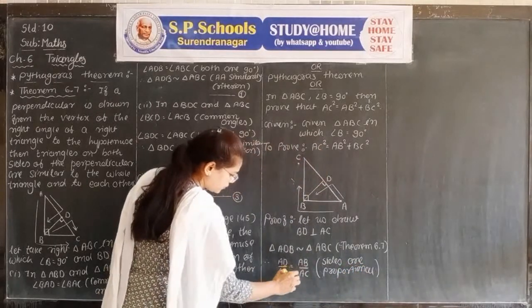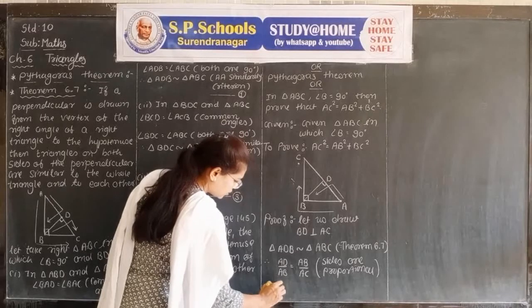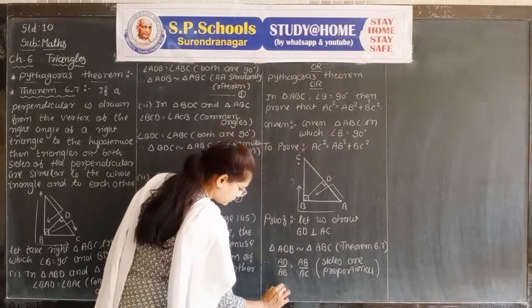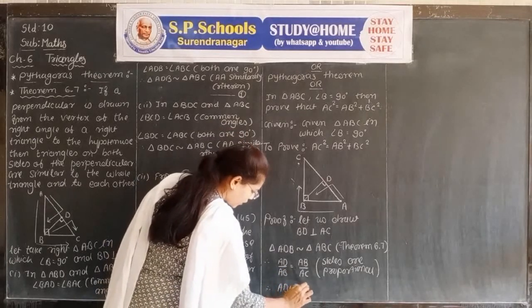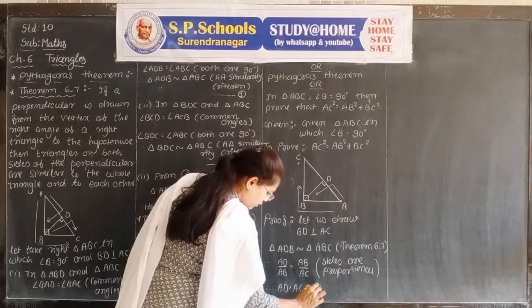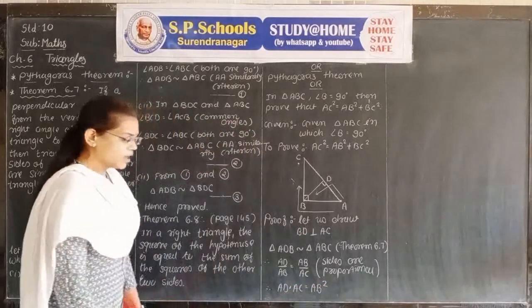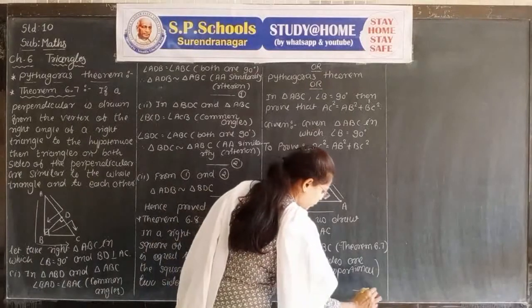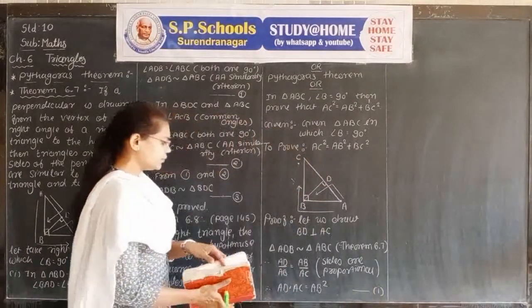From this statement we have to write like this: AD into AC, by doing cross multiplication, equals square of AB. It is our result number 1.